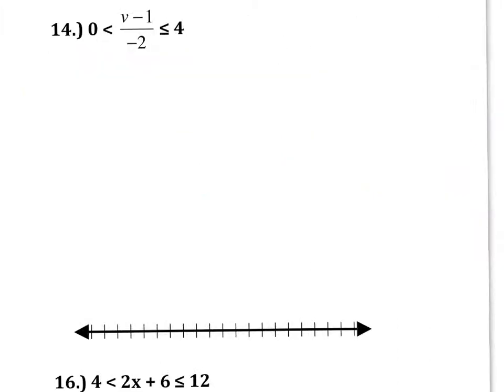We're going to jump down to 14, and we want to get v by itself, and there is a lot going on in this problem. The first thing we want to do is we want to get rid of this negative 2. So since we're dividing by negative 2, we are going to multiply both sides by negative 2, actually all 3 sides. So now it's 0. And because we're multiplying by negative 2, it's going to change our inequality to 0 is now greater than v minus 1, which is now greater than or equal to negative 8.